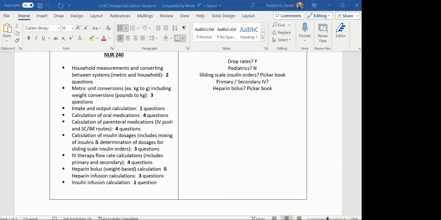Could we do some of the heparin infusion calculation questions?